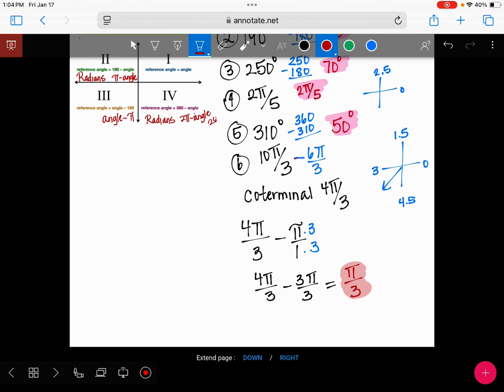Remember that 1 full revolution is 360 degrees, right? What is 360 in terms of radians? 2 pi. Yes, you need a common denominator whenever you're adding or subtracting fractions.